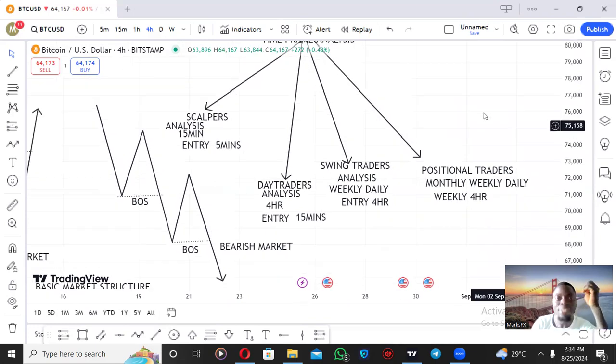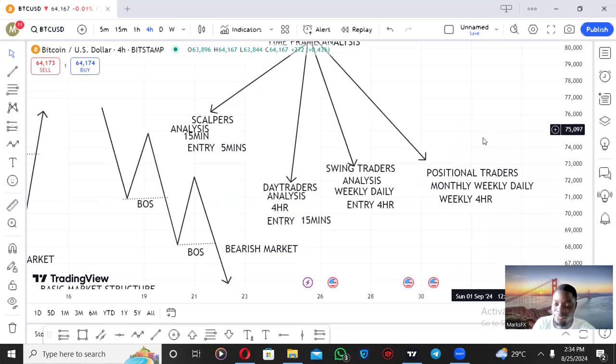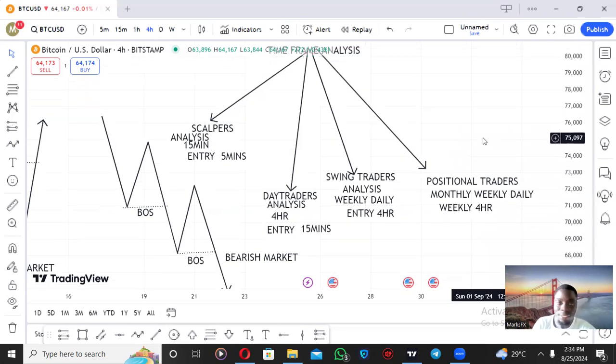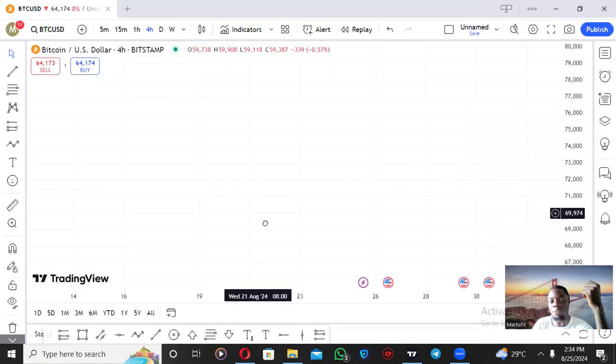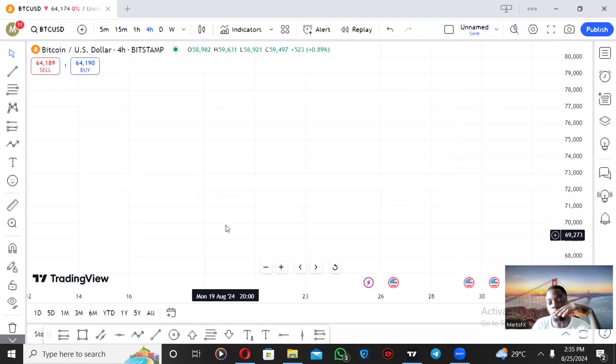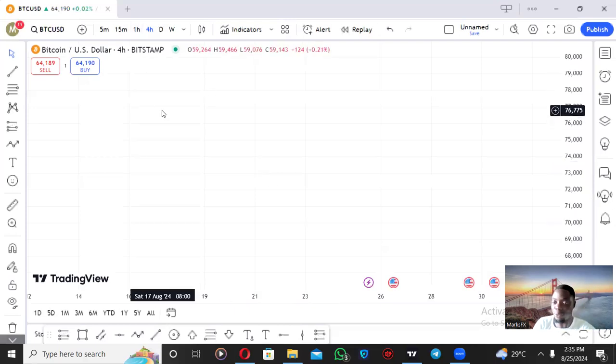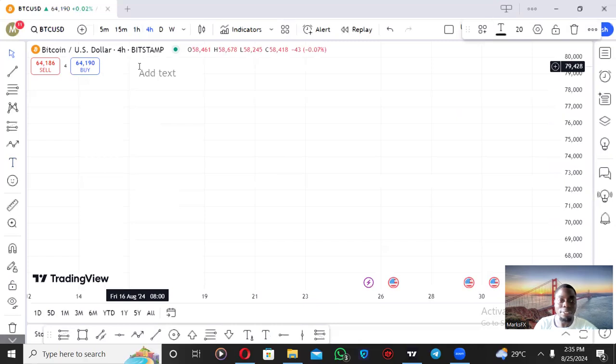Good. All right. So if that be the case, let's now move to what we have. Let me relate all this. Now we are talking about market structure. Remember that's what we're talking about. Market structure, right? Now, I've shown you the basic type of structure, lower highs and lower lows, higher highs and higher lows in a bullish and bearish trend. These are basic structures. Now, we have advanced market structure.